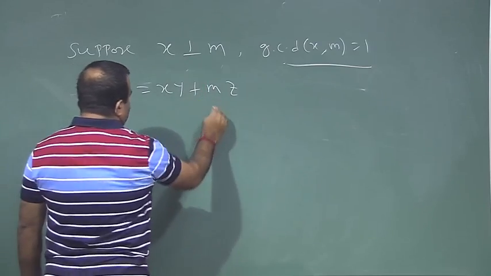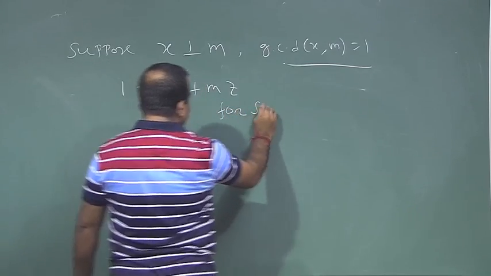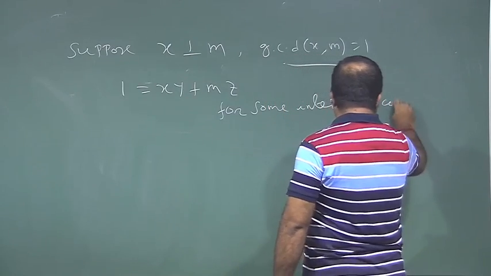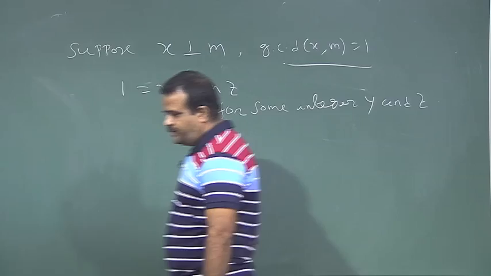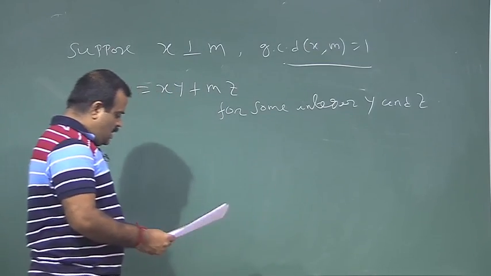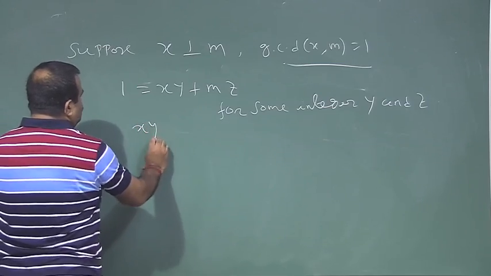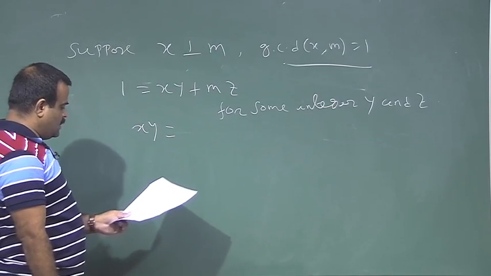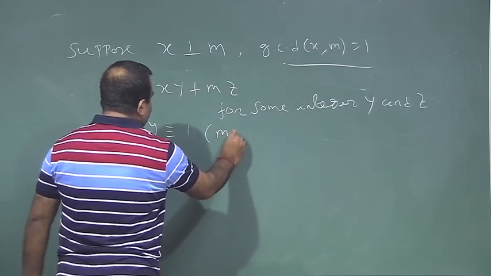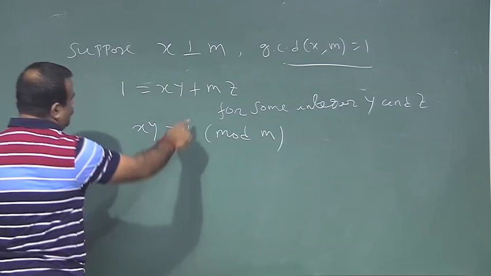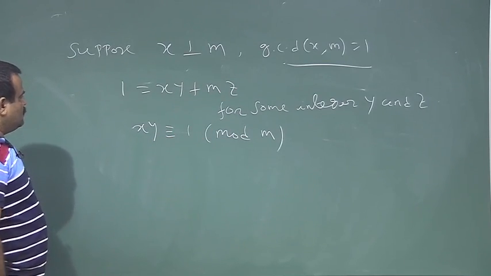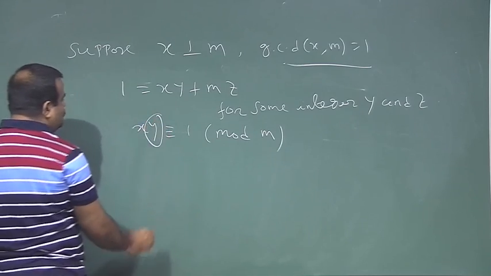For some integers y and z, from that theorem, the GCD of a, b can be written as a x plus b y form. Okay, so from here we can say x y is congruent to 1 mod m, because if we reduce this mod m, this part has m, so it is gone. So x y is congruent to 1 mod m, and that y is the inverse of x.